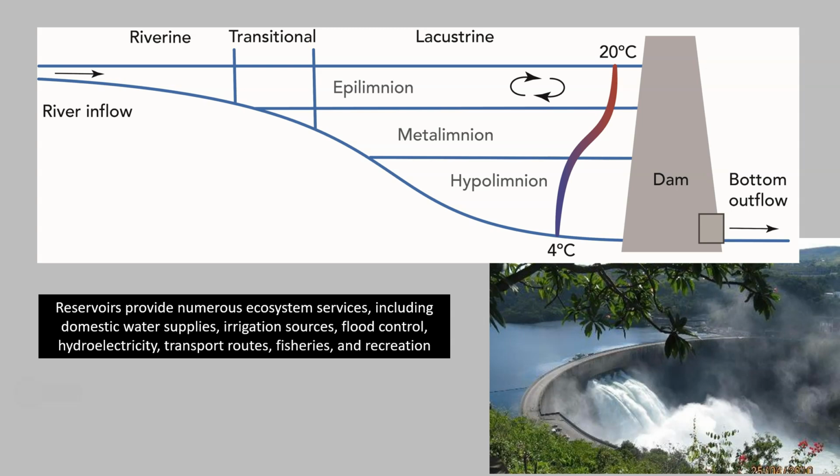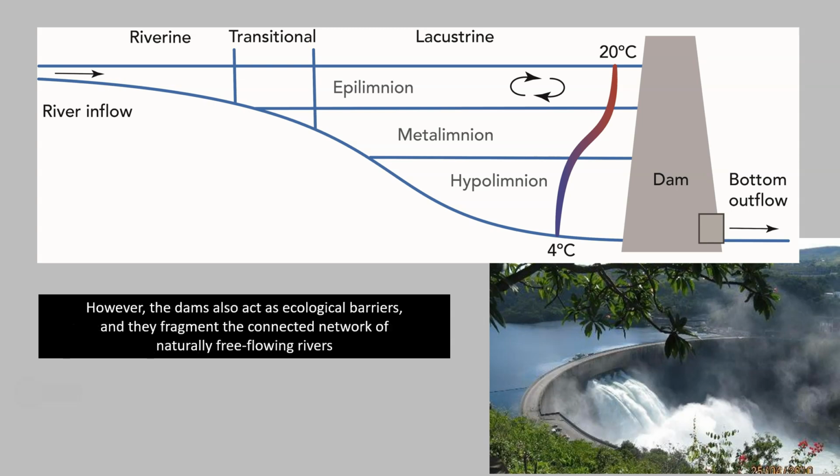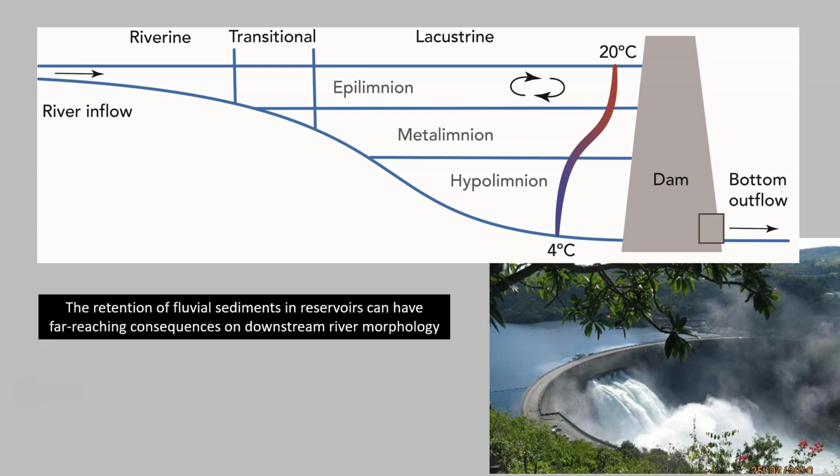Reservoirs provide numerous ecosystem services, including domestic water supplies, irrigation sources, flood control, hydroelectricity, transport routes, fisheries, and recreation. However, the dams also act as ecological barriers, and they fragment the connected network of naturally free-flowing rivers. The retention of fluvial sediments in reservoirs can have far-reaching consequences on downstream river morphology.